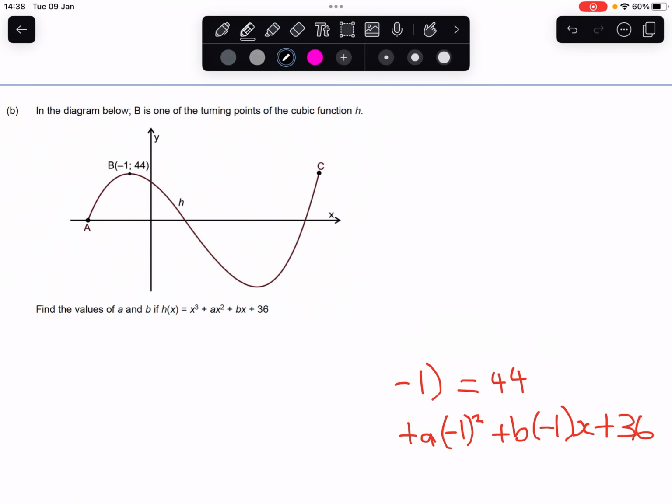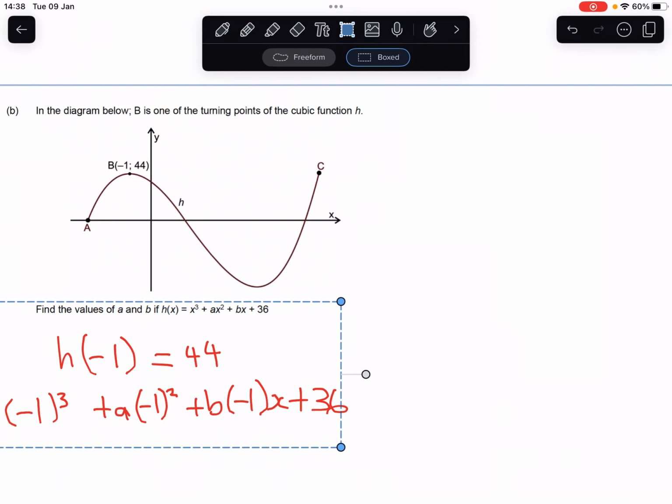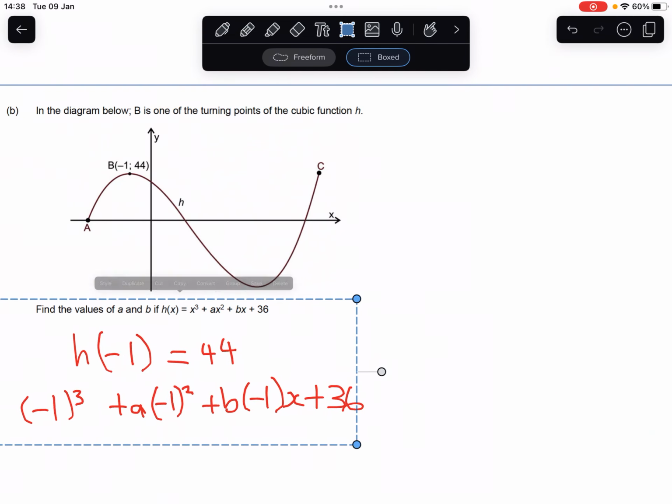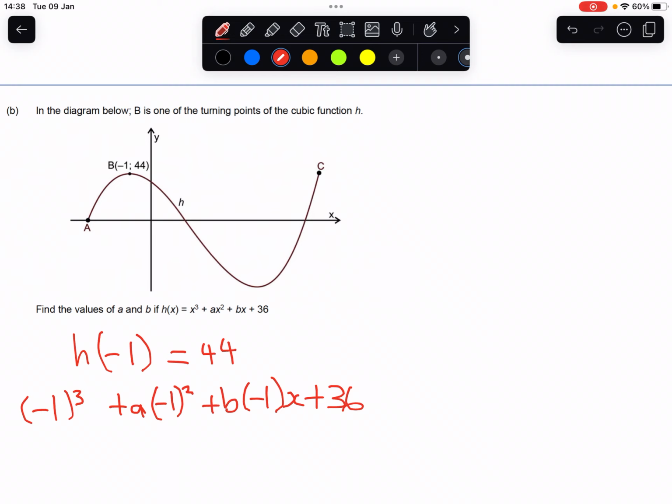Okay, so we've got h of -1 is that, and then over here we have -1 cubed. Let me try and move that again actually. Good. So let's simplify. If I put -1 into x cubed plus ax squared plus bx plus 36, the output is going to be 44.